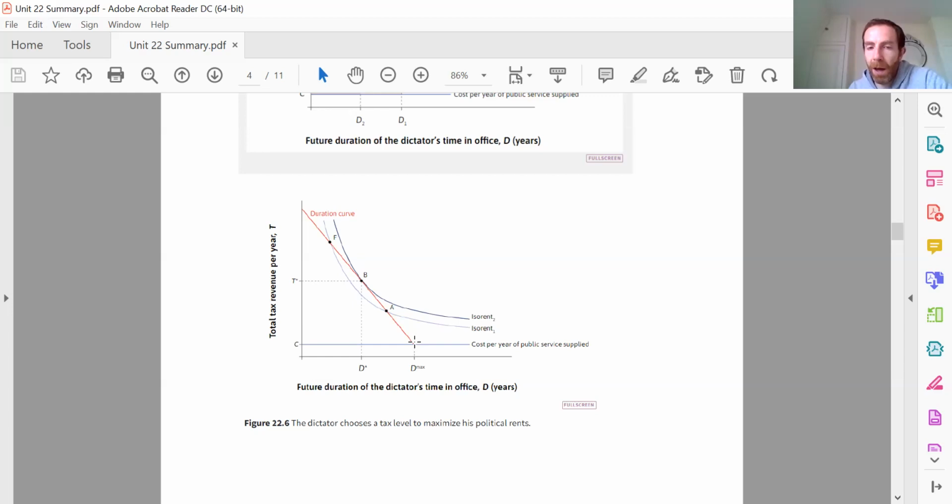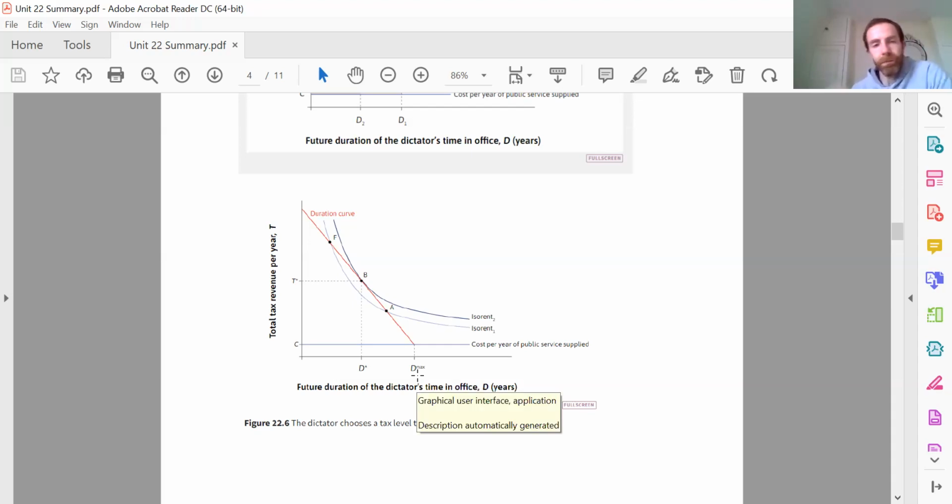And so you wouldn't go below this, because if you go below this, what does that mean? It means that actually the dictator is having to spend some of their own money to fund public services, which, I mean, maybe they would do. It wouldn't seem to be a very rational thing to do. So that point there is what gives us the maximum possible.